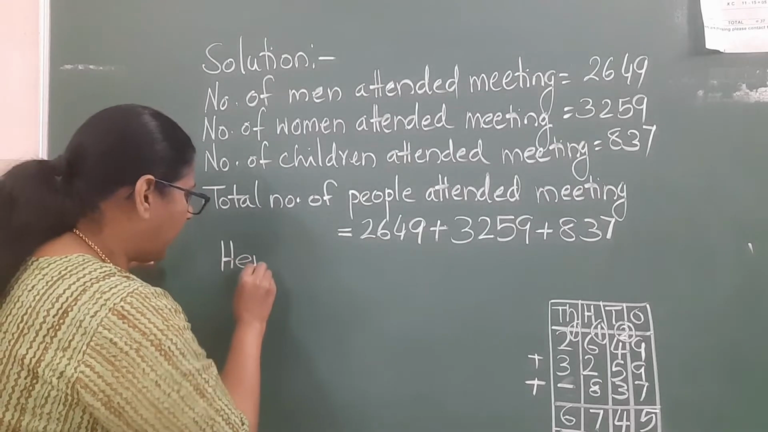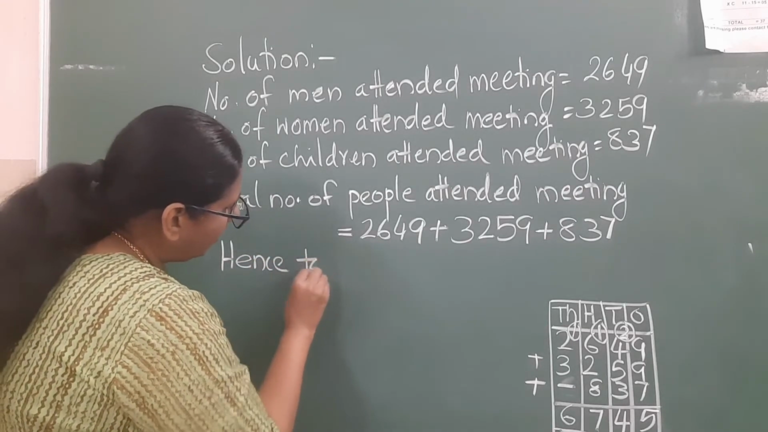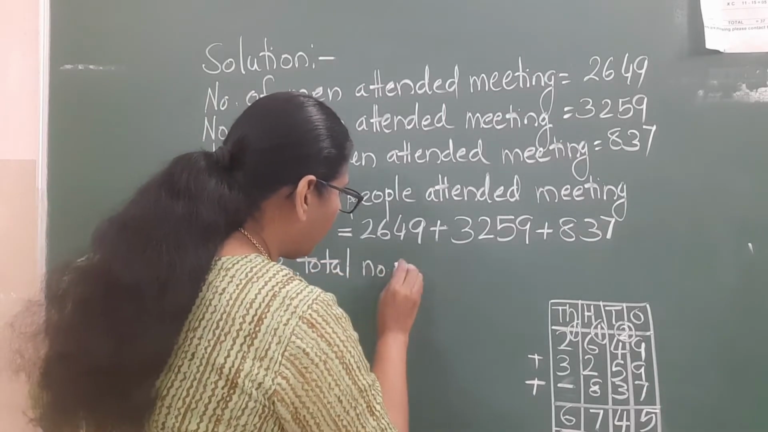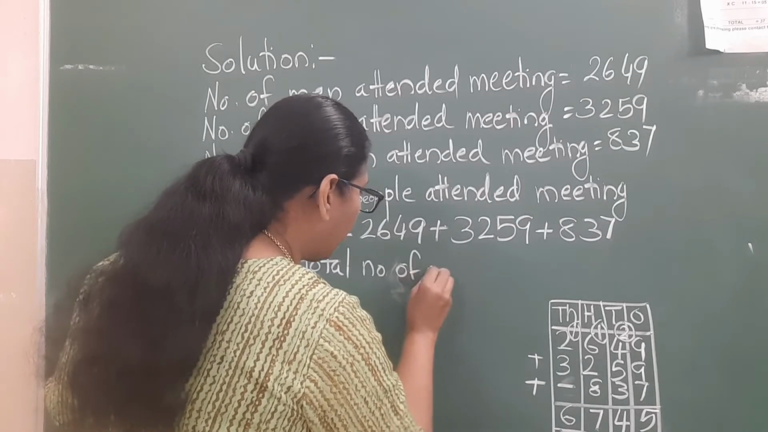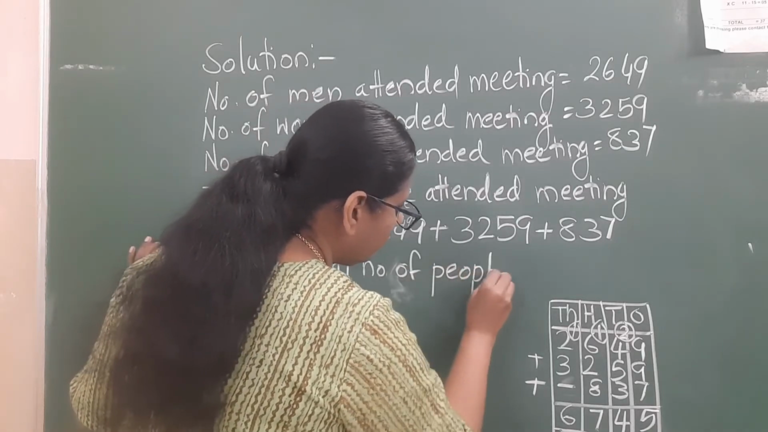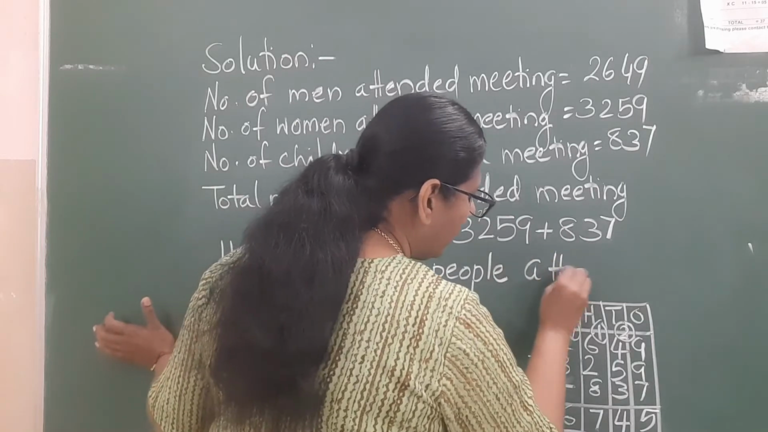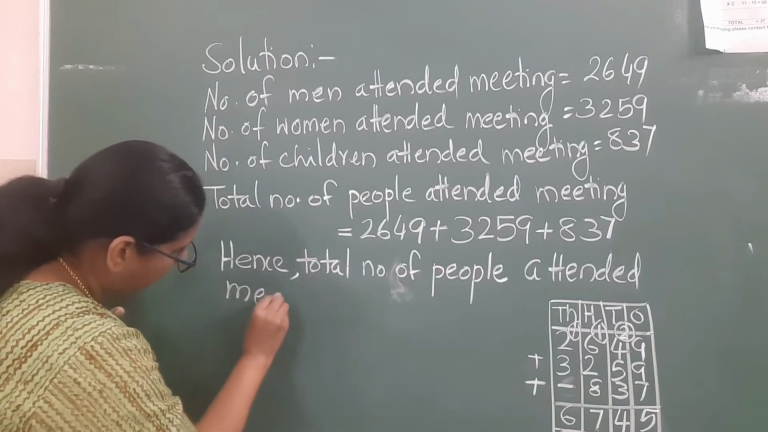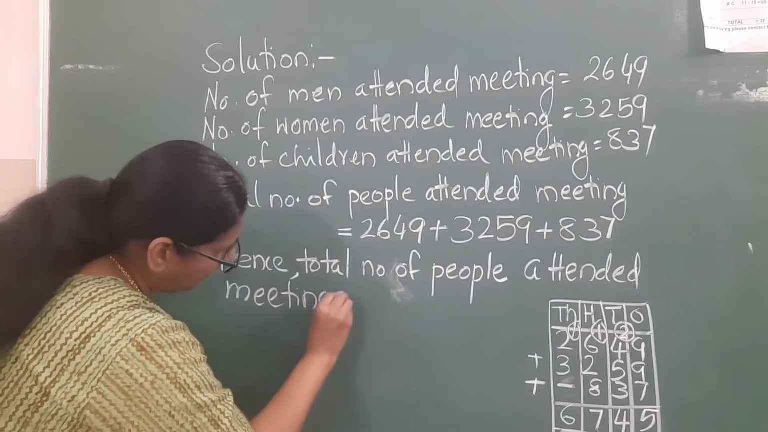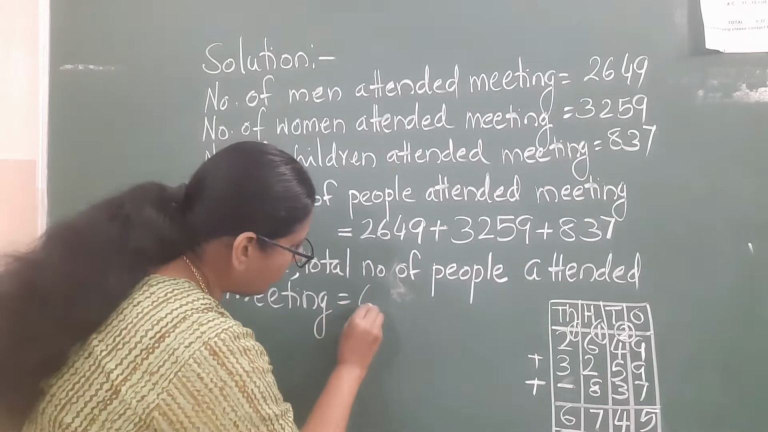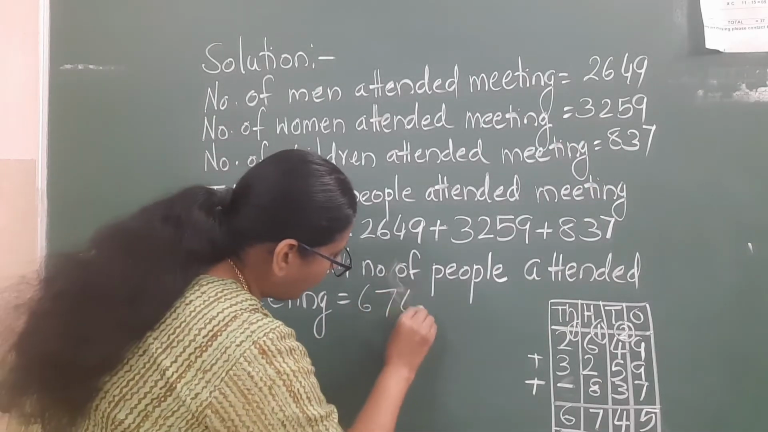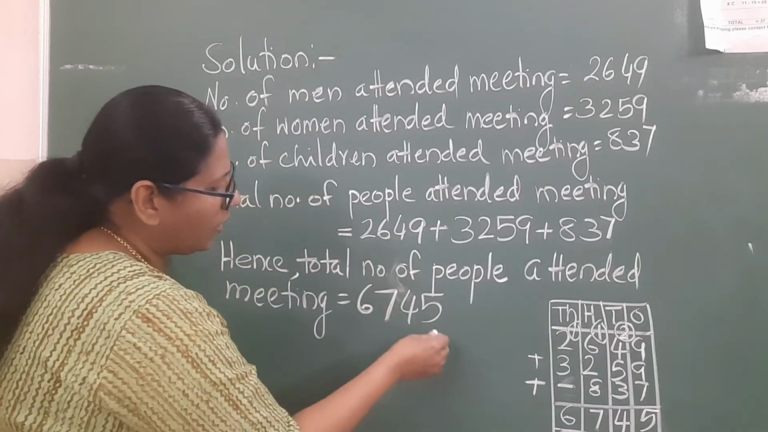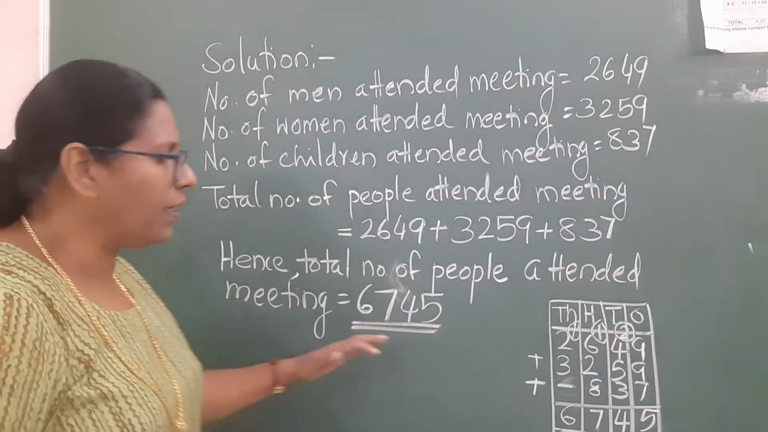How many people were there total? 6,745. So we'll write hence, total number of people attended meeting is equal to 6,745. This many people were there in the meeting.